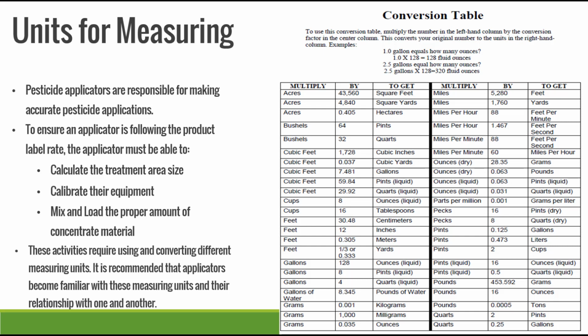This is a conversion table. To use this conversion table, multiply the number on the left-hand column by the conversion factor in the center column. This converts your original number to the units on the right-hand column.